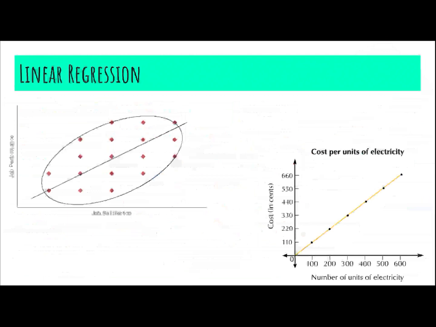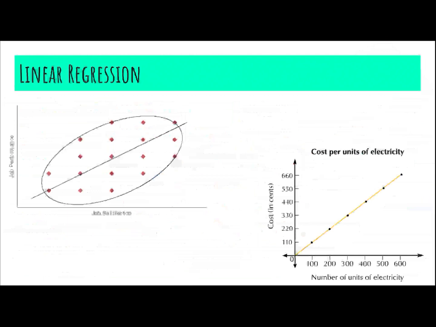The graph on the bottom right shows the cost per units of electricity. This is not a correlational graph. This is a linear graph. As the units of electricity increases, the cost increases, and they increase at the same rate. We can use this line to make a prediction. If I wanted to know the cost for using 1,000 units of electricity, I could continue my graph and figure it out.